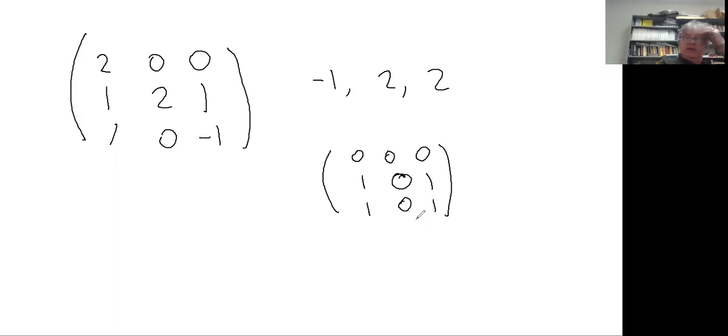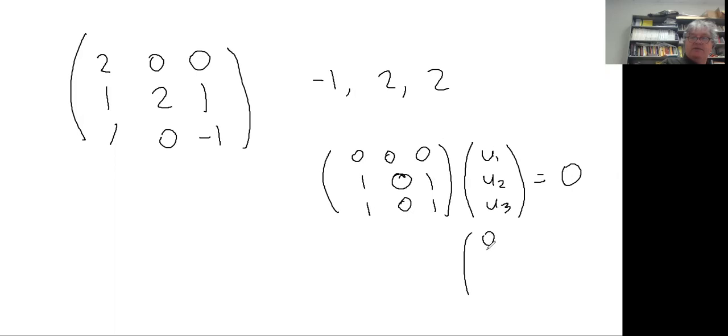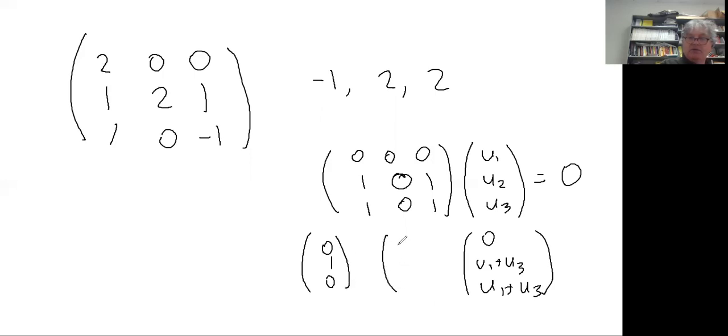and so you see then that when you figure out the eigenvectors, right, you're going to get 0, u1 plus u3, u1 plus u3. You can see that there are two linearly independent eigenvectors. One is (0, 1, 0), because u2 could be anything, and the other one has u1 and u3 being opposite signs, so (minus 1, 0, 1). Okay.